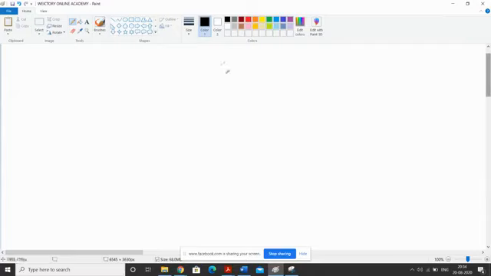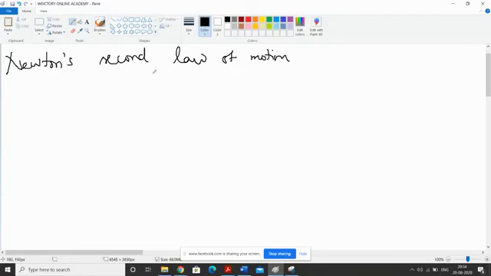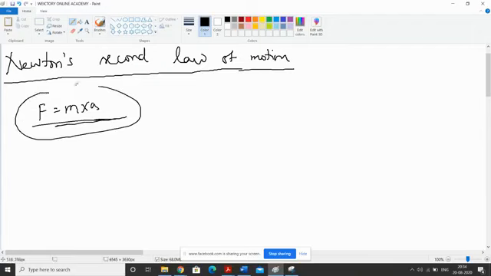Okay, so what is Newton's second law of motion? Generally students know the second law as force is equal to mass into acceleration. You might have heard that resultant force is equal to mass multiplied by acceleration. But this is not the second law of motion. Actually, this is a derived form of the second law of motion.